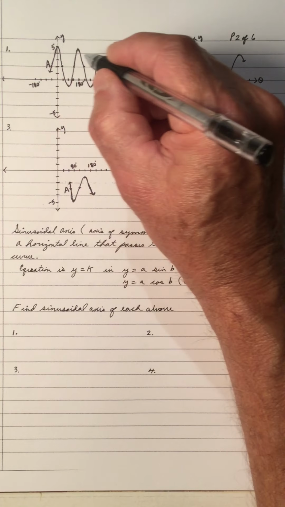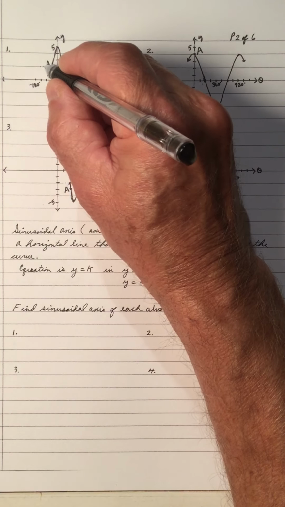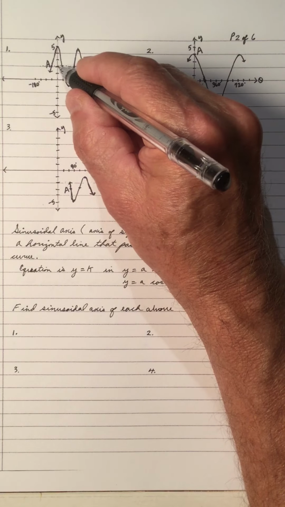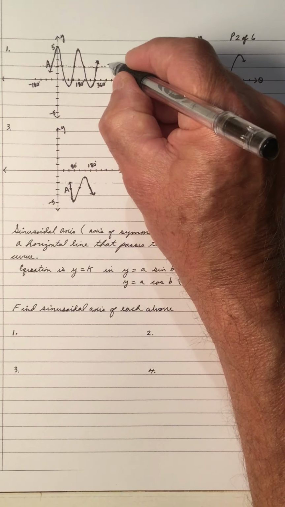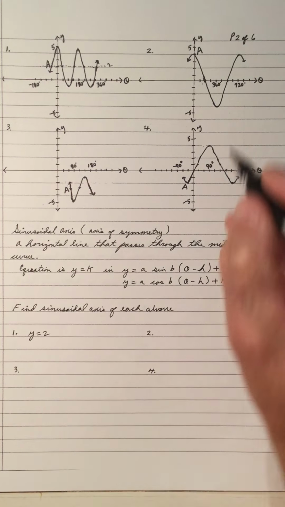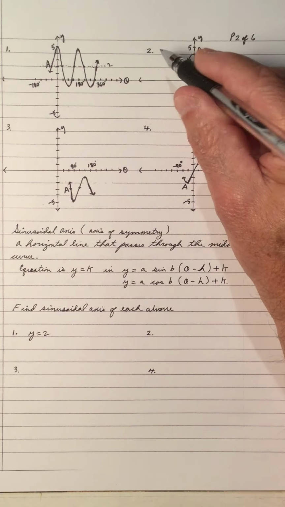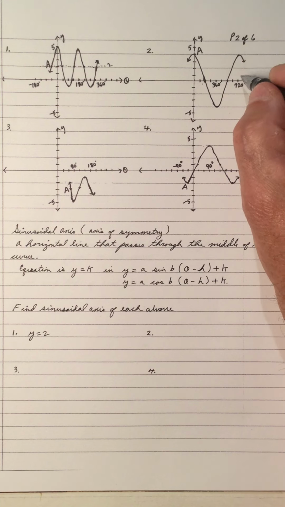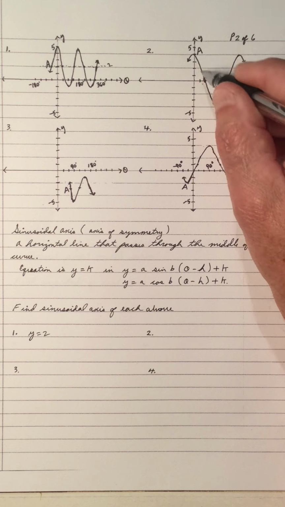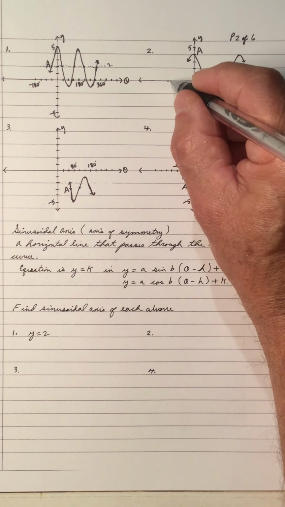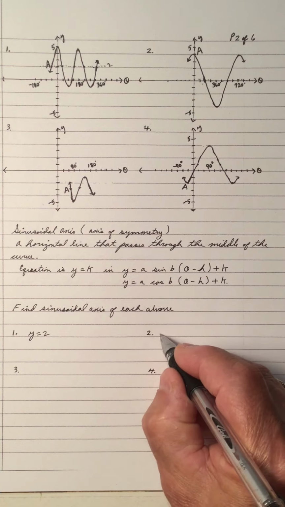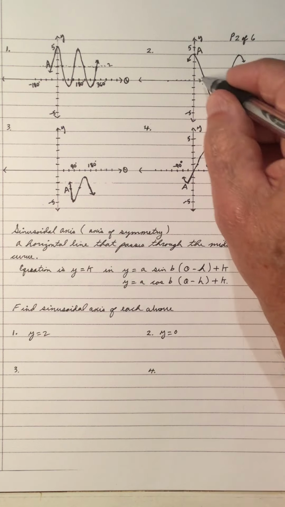So the sinusoidal axis passes through the middle. The middle of the curve is right there, so that's passing through at 2. So the sinusoidal axis is y equals 2. In number 2, the middle of the curve, the highest is positive 4, the lowest is negative 4, so right in the middle is right here. So the sinusoidal axis is y equals 0.